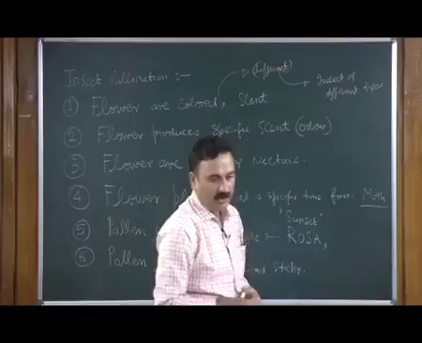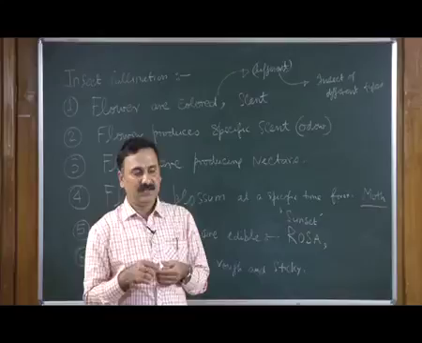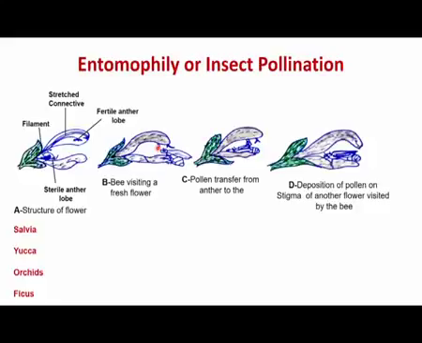Let us take an example. The classical example in this case is the salvia. As you can see on the PowerPoint slide, I have shown a schematic diagram of how, in the case of salvia, the insects are facilitating the pollination. Before getting into the details of the insect pollination by the salvia, let us first understand the particular kind of adaptations that happen within this flower.